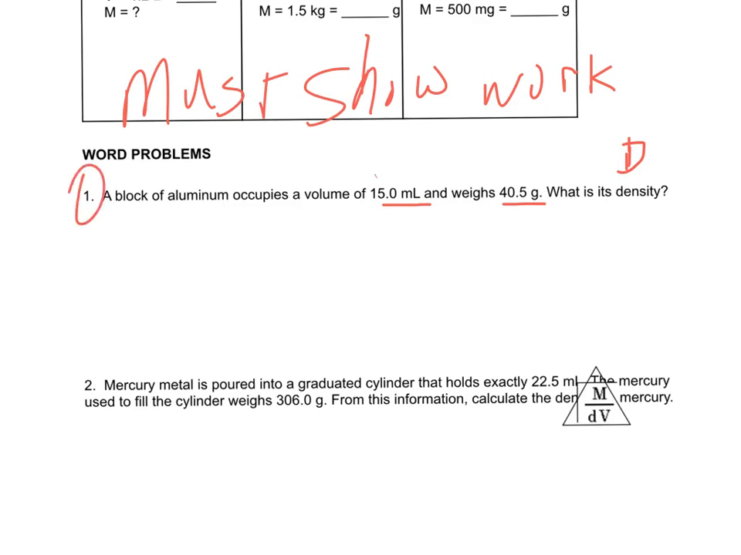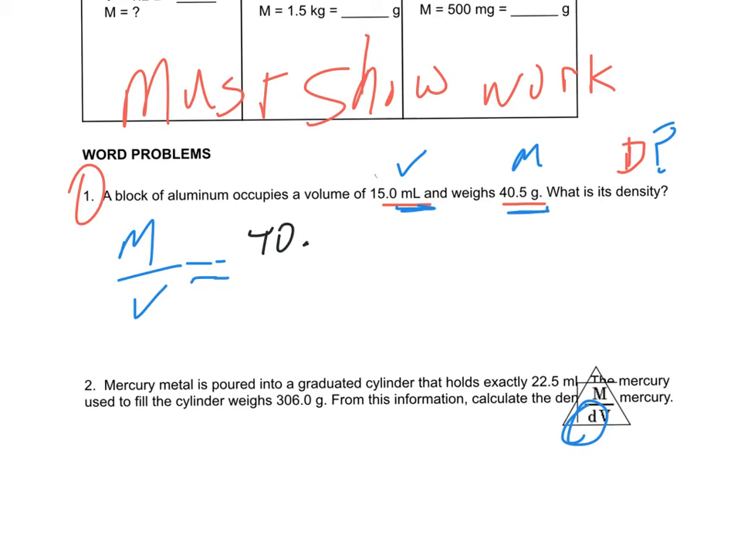They're giving you milliliters, so this would be volume. They're also giving you grams, so this would be your mass. So what are they looking for? They're looking for the density. Okay, now what's my formula for density? Remember, you're going to cover the D, so what's left is mass divided by volume. That's my density. Okay, so now let's plug in. My mass is the 40.5 grams. My volume is the 15 milliliters. 15 or 15.0, same thing.